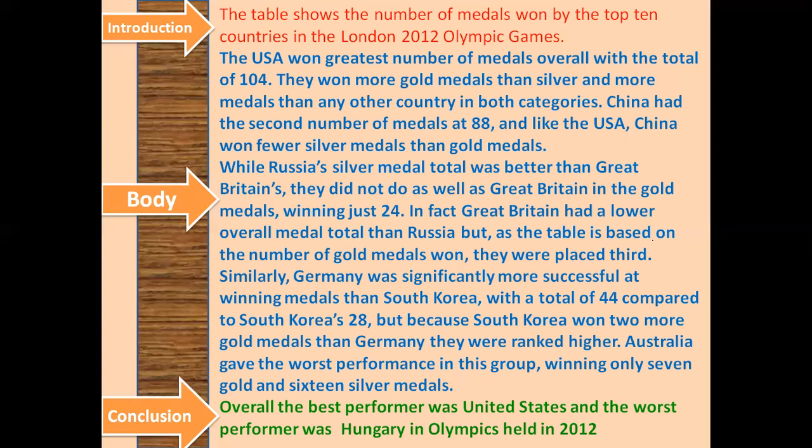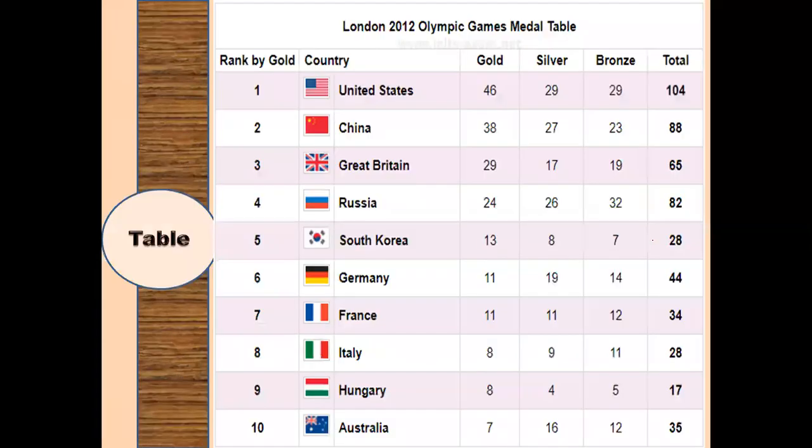Yes, in this way, after giving detailed information and a comparison between these countries, you can give this conclusion. Overall, the best performance was by the United States and the worst performance was by Hungary in the Olympics held in 2012. Although it has won more gold medals than Australia, even then it will be called the least performer of the year 2012 in the Olympic Games.